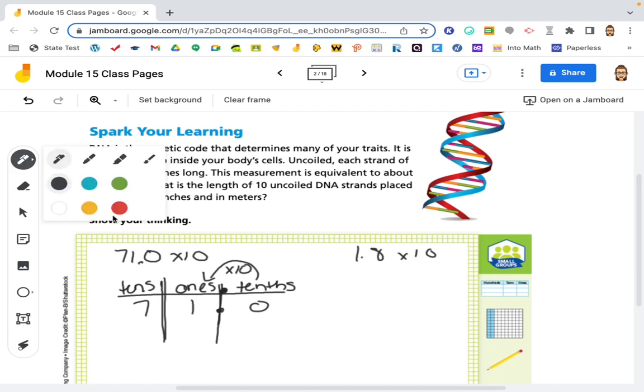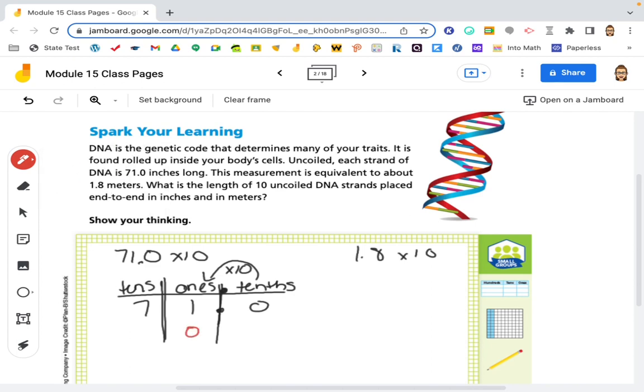So that means that when we multiply by 10, we shift over our place value. So the tenths times 10, or 0 times 10, would be 0. 1 times 10 becomes 10, so we have 110, and then 7 times 10 would go here. So we would have 710 inches.